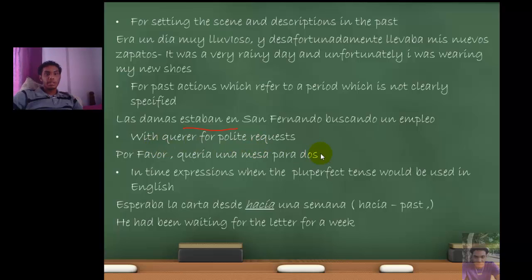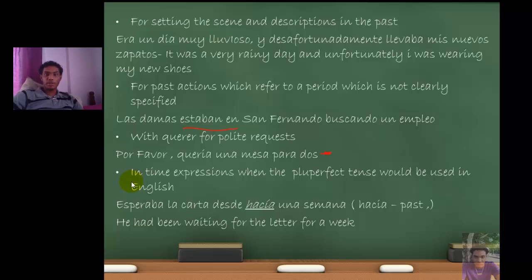It is also used with querer for polite requests, right? This can also be used with the conditional, right? Quería or quisiera or whatever you want to use. It really doesn't matter. No quería, right?